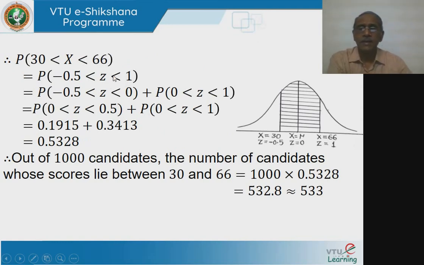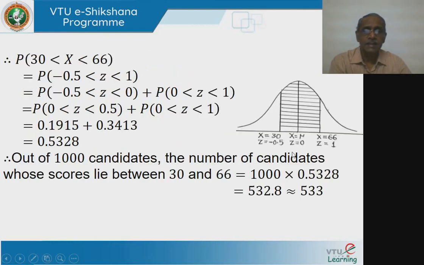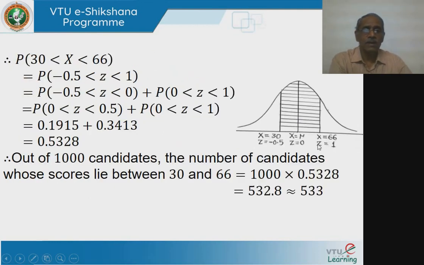When x is 30, z is minus 0.5. When x is 66, z is equal to 1. That means from z equal to minus 0.5 to z equal to 1, this shaded portion, is the area we are interested in.